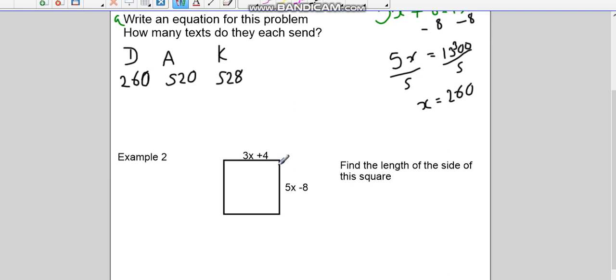So if that length is the same as that length, then I can say that 3x plus 4 must be the same as 5x minus 8. So there is my equation, okay? This must equal this, and I've written it as an equation. Now, to find the length of the side, I need to find x, so I'm going to solve this for x. So I'm going to take 3x off both sides, because that's the smallest number of x's.